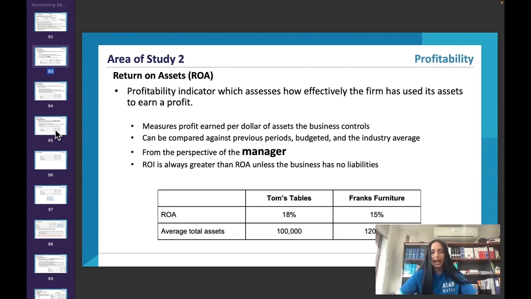Okay, return on assets assesses how effectively the firm has used its assets to earn a profit, and it measures profit earned per dollar of assets the business controls. It can be compared against previous periods, budgeted figures, and the industry average, and it's from the perspective of the manager, or from the perspective of the business owner.